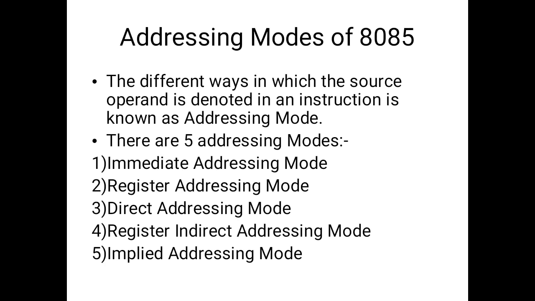Addressing modes of 8085. The different ways in which the source operand is denoted in the instruction are known as addressing modes. There are 5 addressing modes in 8085: immediate addressing mode, register addressing mode, direct addressing mode, register indirect addressing mode, and implied addressing mode.